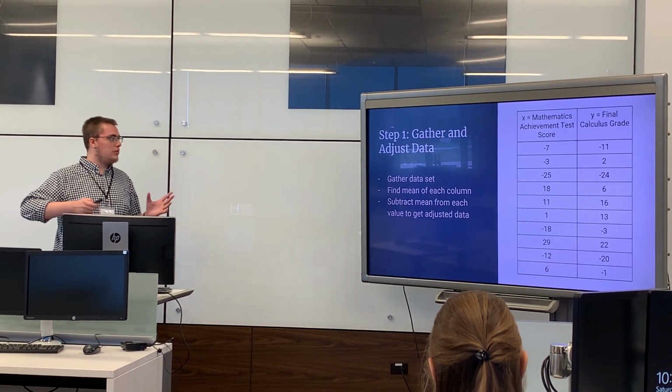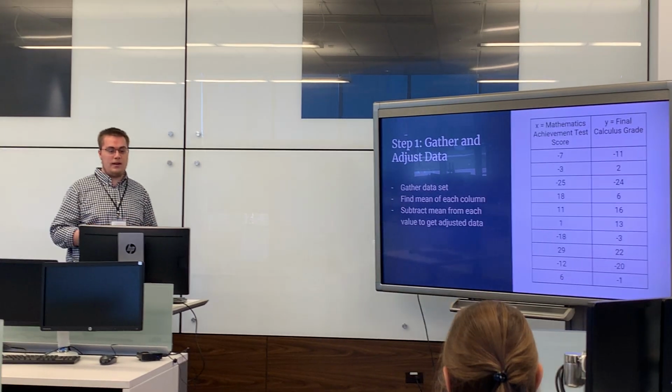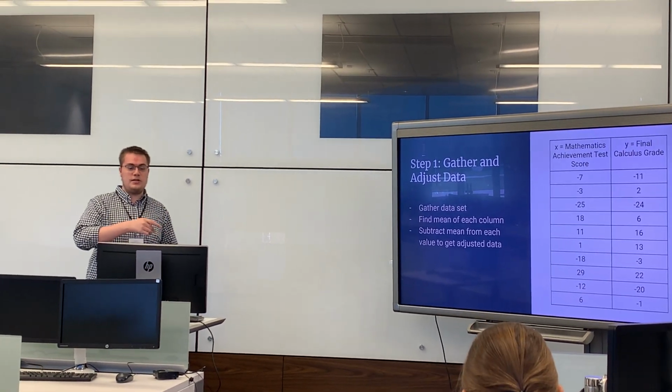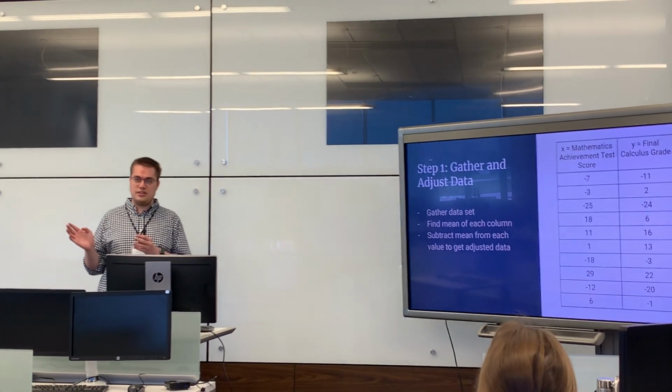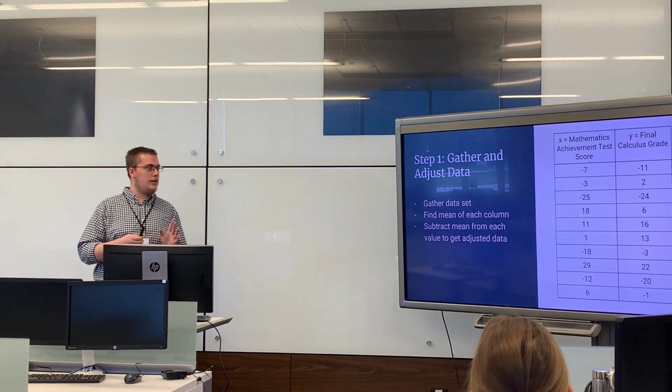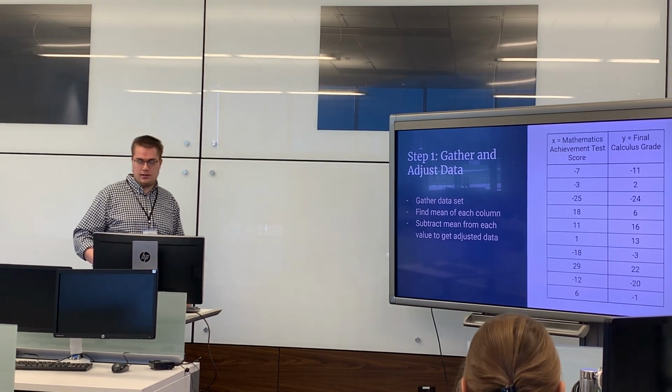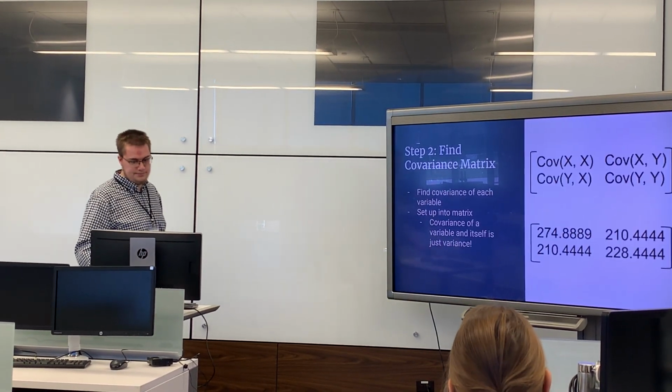So we will take our data set that we had there, and then we're going to find the mean of each of those columns and then subtract it from each of those points. That basically shifts all the data over so that their total mean is 0, and that will just make it so much easier for us to continue with this further on.